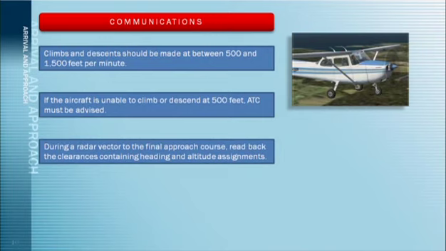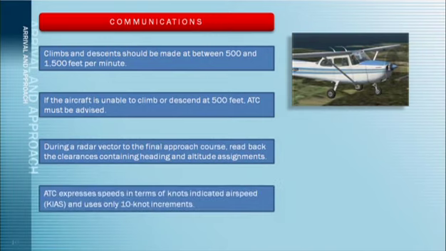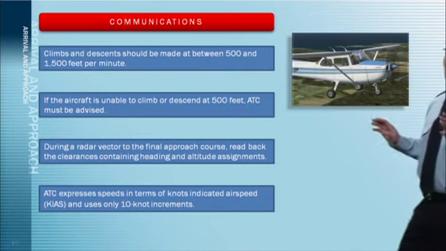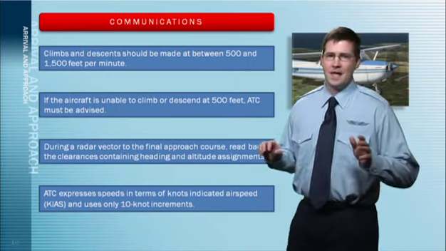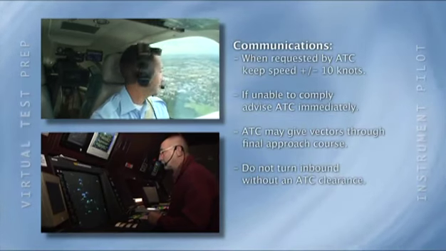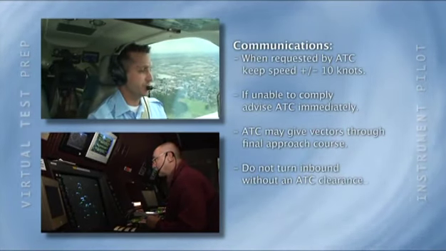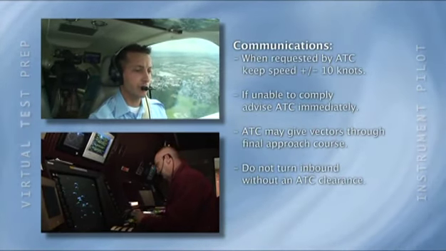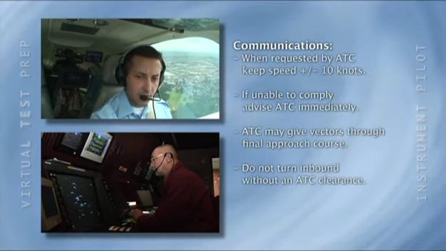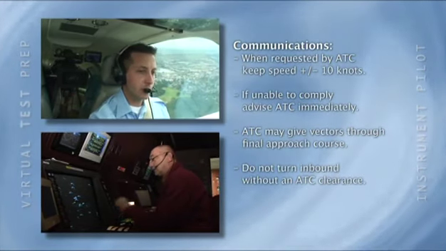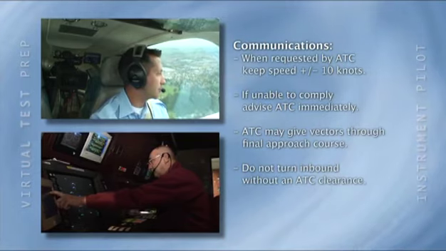It is also important to remember while working with ATC, they express speeds in terms of knots indicated airspeed and only in 10-knot increments. Pilots complying with a speed request are expected to maintain that indicated speed within 10 knots, and if unable to comply with the request, they must advise ATC immediately of the speed that they will use.